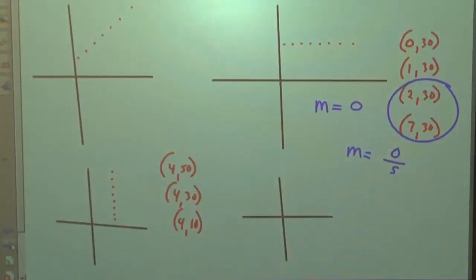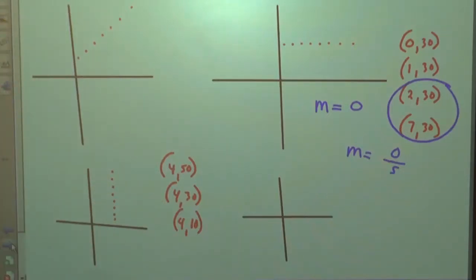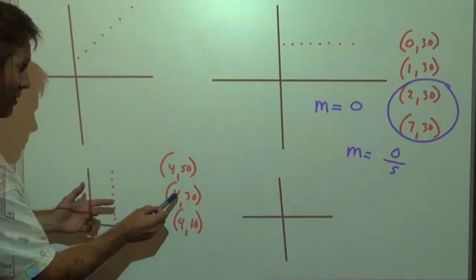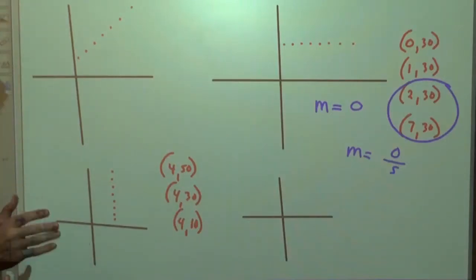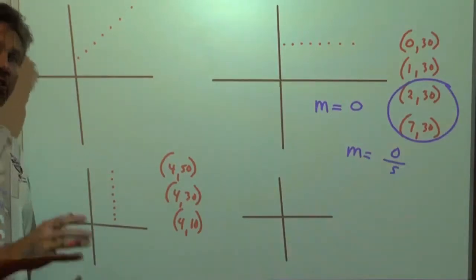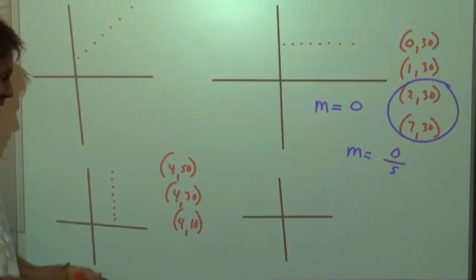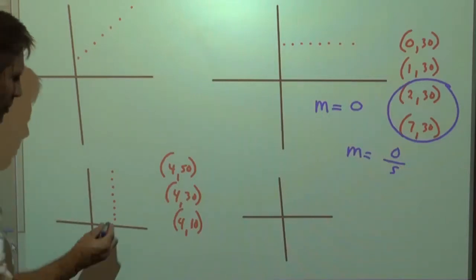Lastly, look at this bad boy right here. Pretend that's perfectly vertical, all right? These points are in a perfectly vertical line, but think about what that implies. After 4 days, 50 Snickers bars. After 4 days, 30 Snickers bars. After 4 days, we have 10 Snickers bars. That doesn't make sense. We say that this is undefined. This vertical line has a slope that's undefined because it doesn't make sense. We're not defining this relationship appropriately.